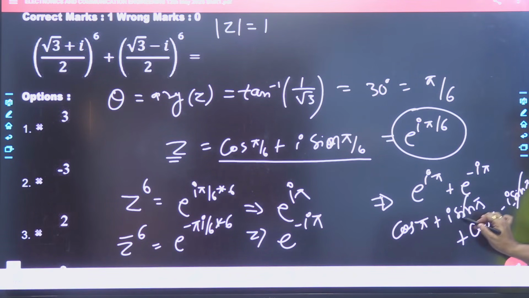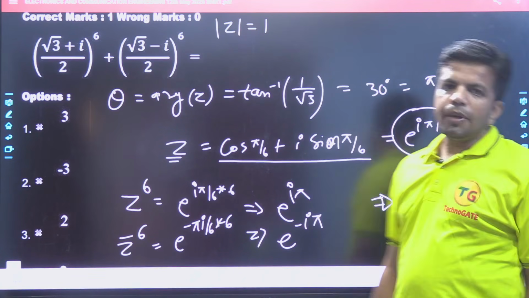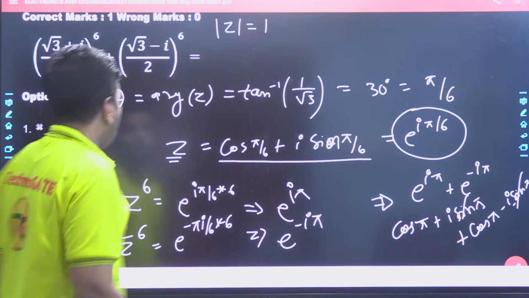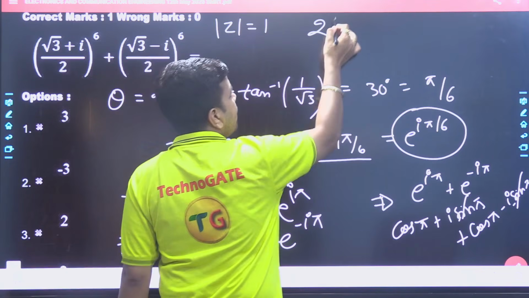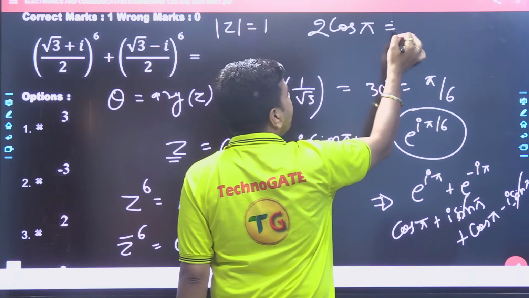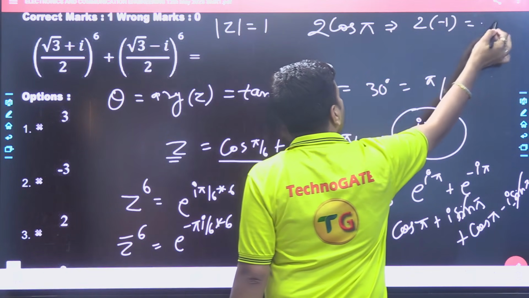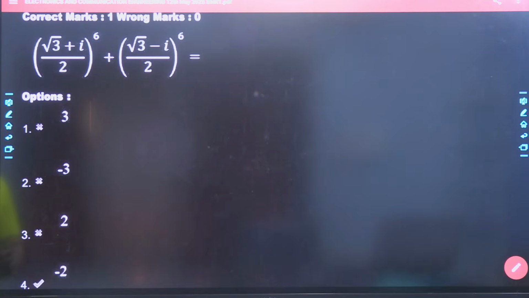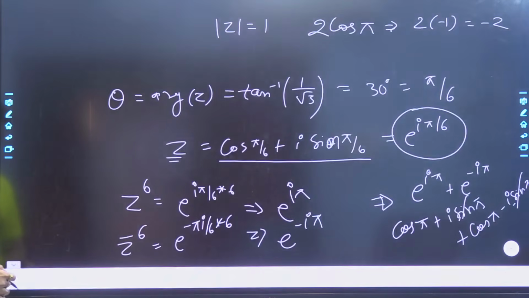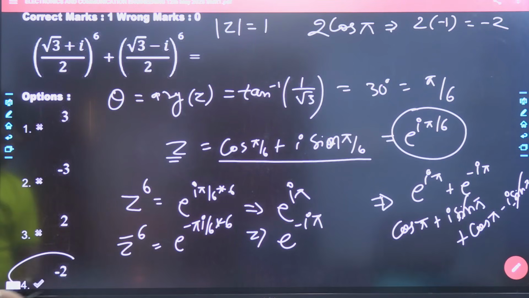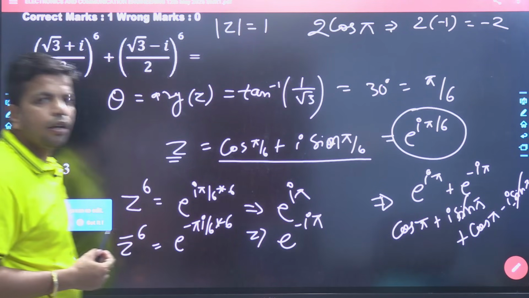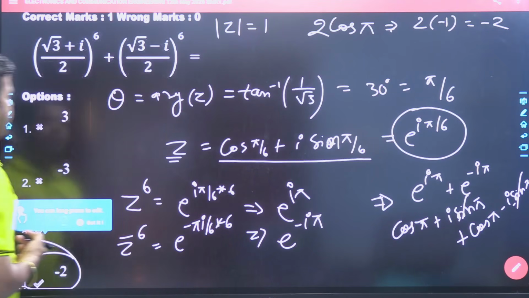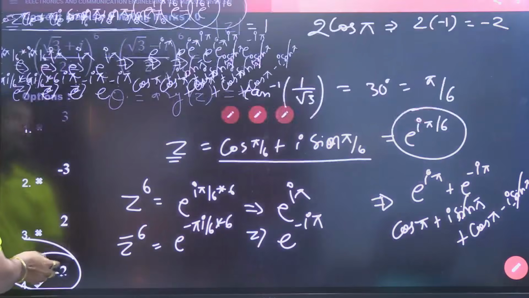We can cancel out this term. Cos pi plus cos pi becomes 2 cos pi. The value of cos 180 degrees is minus 1. So you can go with the answer minus 2. So simply D is your answer. You can see here, this D is your answer. Okay. Are you getting that point? Let's move to the next question.